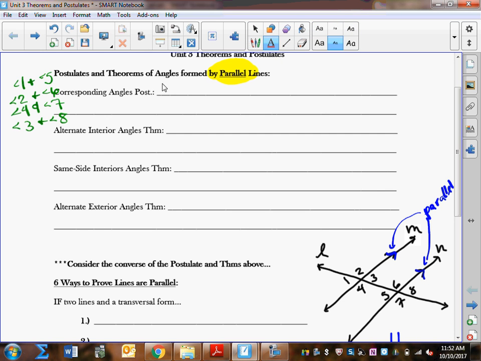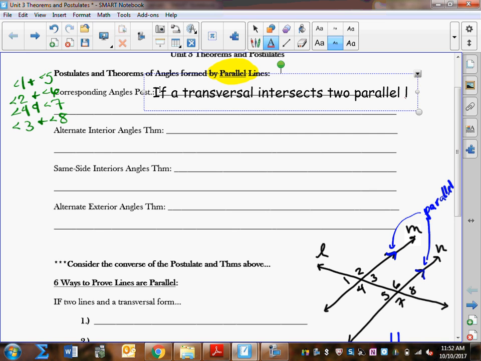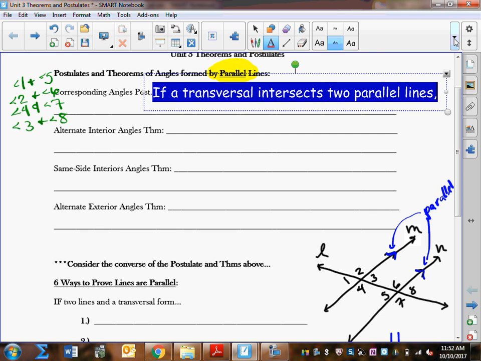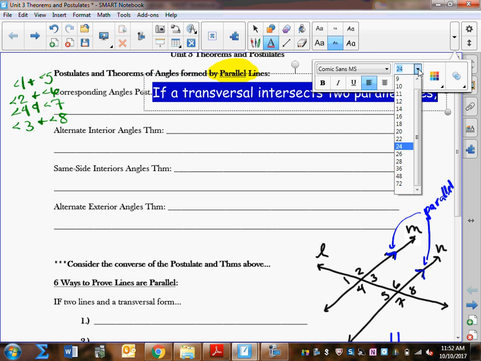Let's go here. Alright, corresponding angles postulate. If a transversal intersects two parallel lines. Alright, so start off with that phrase. If a transversal intersects two parallel lines.